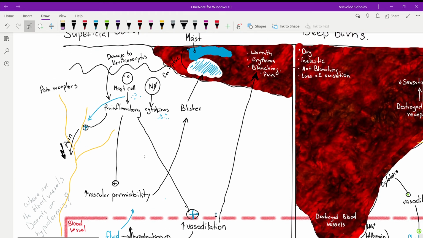Okay, fluid also leaves to the surface, and the surface will be moist. Moisture will accumulate on the surface. That's why your first and second superficial burns will have characteristics of moisture and pain. So you will see warmth, erythema, redness, blanching when you press it, and pain.